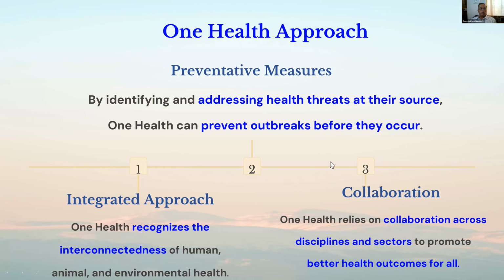One Health is an integrated approach which recognizes the interconnectedness of human, animal and environmental health. So this will be addressing the health threats at their start level, before the outbreaks actually occur. So if you work in a One Health approach, that is an advantage. Before outbreaks come, we can have the outbreaks prevented. And the third point is collaboration. One Health relies on collaboration across the disciplines and sectors to achieve better outcomes for all.